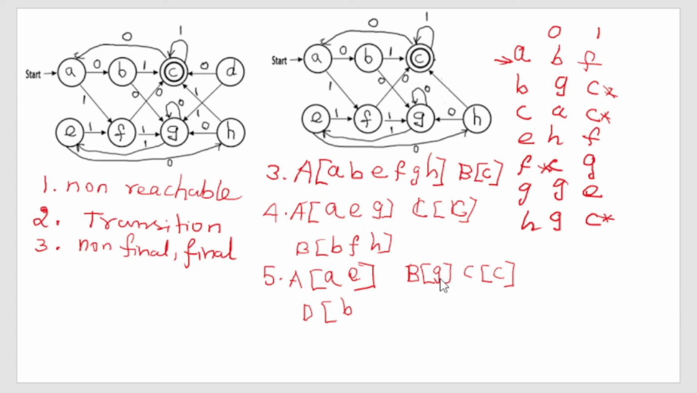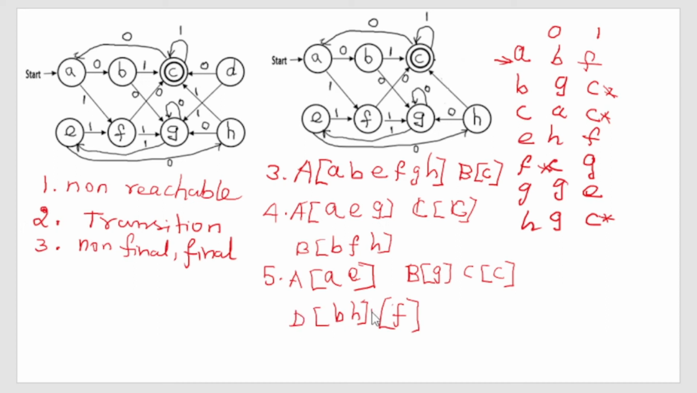And then H. H is, the transition is GC, which goes to B and C, the same transition of B. So let us place B and H together, and F separately. So this state is D and this state is E. And we are going to repeat this again.